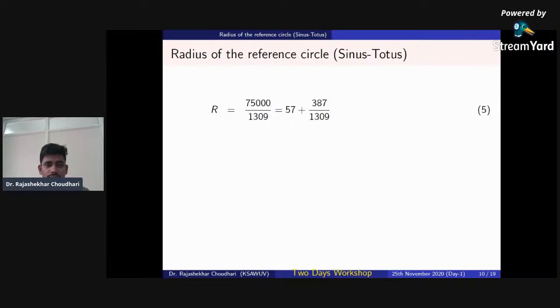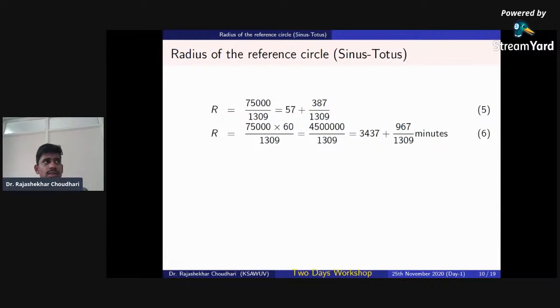So that is 57 plus 387 by 1309. Here 57 is in terms of degrees, and 387 by 1309 is also in terms of degrees. If I want to convert it into minutes, I need to multiply R by 60 in the numerator. That is 75,000 multiplied by 60 divided by 1309, which comes out to be 3437 plus 967 divided by 1309 minutes.